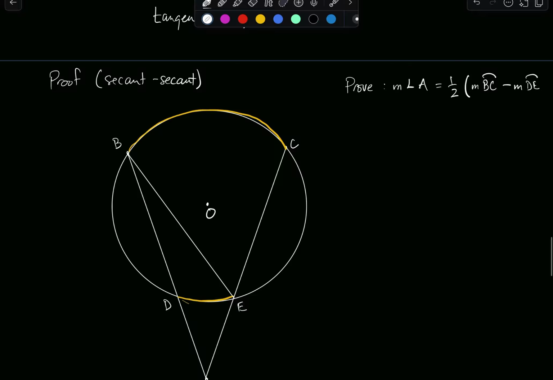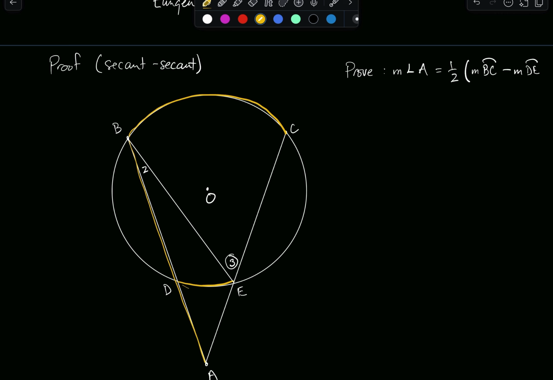All right. So here's what I know. I know that this angle here, this angle 3, once again is the exterior angle of this triangle, triangle ABE. So do you see it? In other words, the measure of angle 3 is going to equal the measure of angle 2 plus the measure of angle A, because those are the two remote interior angles to angle 3. Okay, cool.